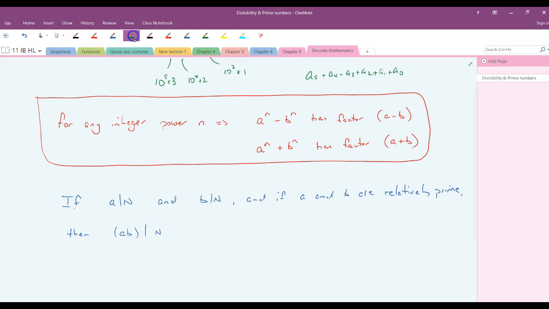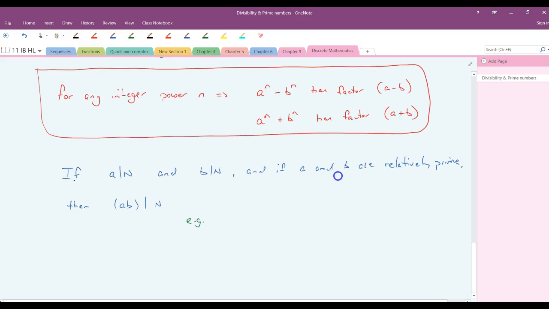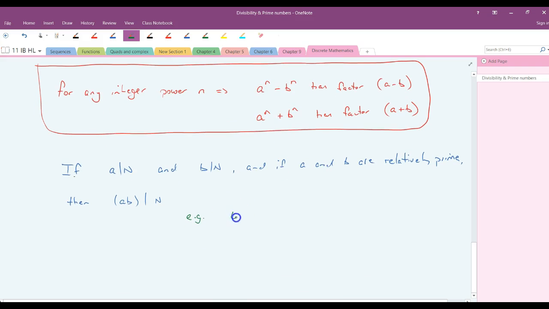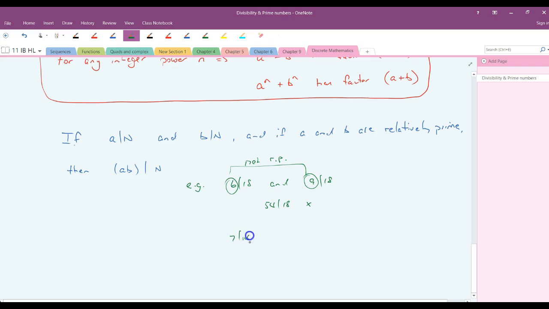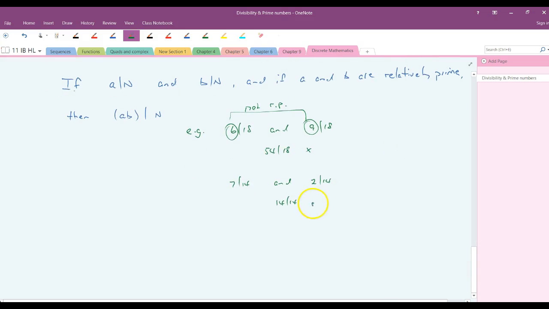Right, so if we have a look at a little example of this taking place, we might say that 6 divides 18 and 9 divides 18, but they're not relatively prime. So actually, when we do 6 times 9, we get 54 divides 18, which is incorrect, and it's incorrect because they're not relatively prime. But if we look at an example where we do have relatively prime, 7 divides 14, we also know that 2 divides 14. 2 and 7 are relatively prime, so we can say that 14 divides 14, and that's all good.